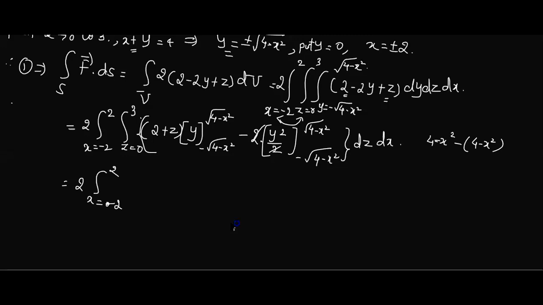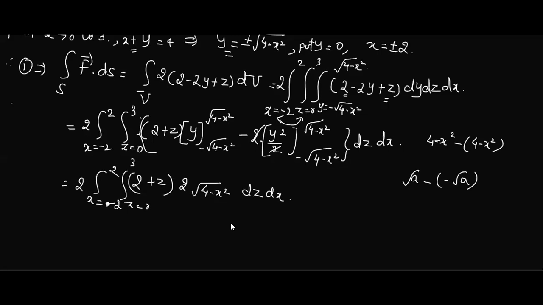Now the remaining thing is 2 plus z, with z equal to 0 to 3. Can you tell me what you will get if you substitute this upper limit? See, this is like root a minus of minus root a. So will it get cancelled or added up? Added up, obviously. So what you will get? Isn't it 2 times root of 4 minus x square? Just take this as 0. Tell me. Any confusion?